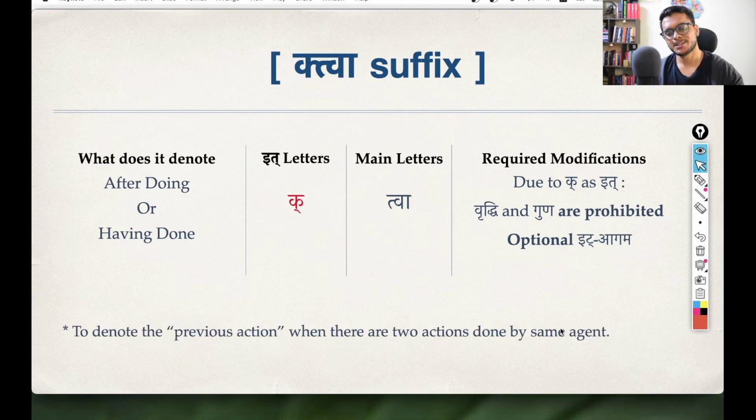So I hope this is clear. And see, what is the use of twa? This suffix is used to denote the previous action where there are two actions that are done by the same agent. For example, a boy after eating, he studies. Okay, so see, a boy is performing two actions. He is eating and he is studying. So a boy after eating studies. This after eating, after doing the action, or the boy having eaten studies.